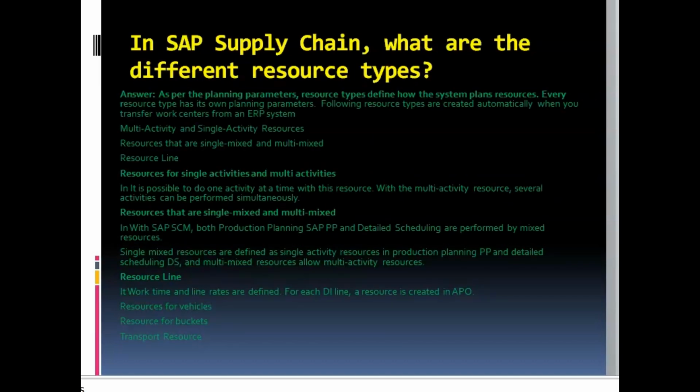In SAP supply chain, what are the different resource types? Answer. As per the planning parameters, resource types define how the system plans resources. Every resource type has its own planning parameters. The following resource types are created automatically when you transfer work centers from an ERP system. Multi-activity and single activity resource. Resources that are single mixed and multi-mixed. Resource line. Resources for single activities and multi-activities.